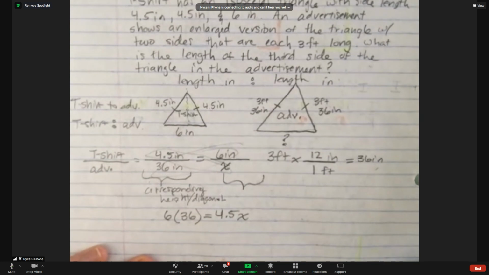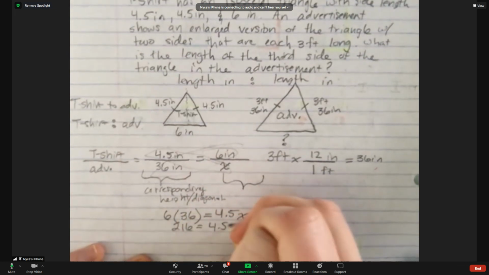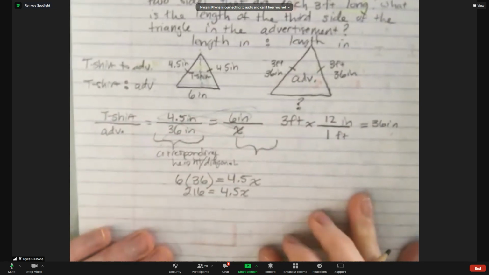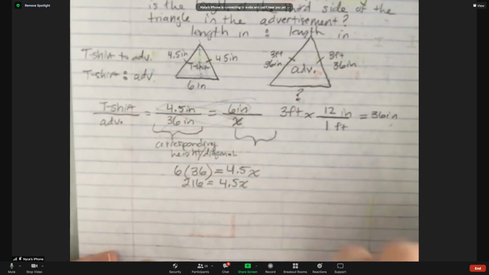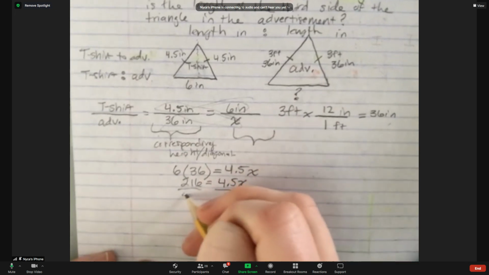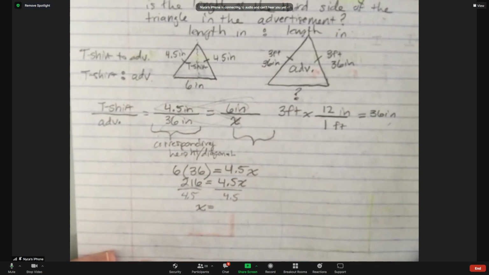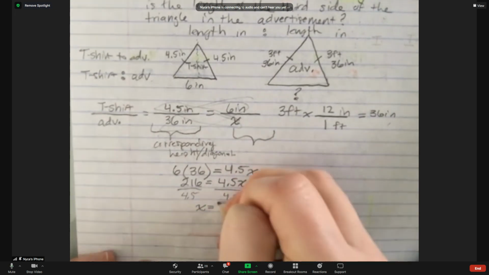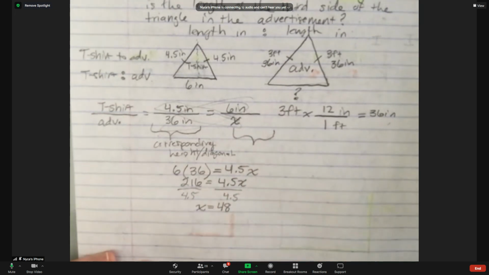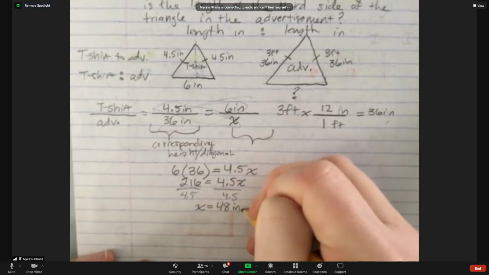Now you do your 6 times your 36. You get 216 equals 4.5x. Since x is times 4.5, you have to do the opposite. So divide by 4.5. What you do to one side, you do to the other, 4.5. Now when you get x by itself, so divide by 4.5, you get 48. What does that mean? Okay, that means that you're going to have 48 inches.